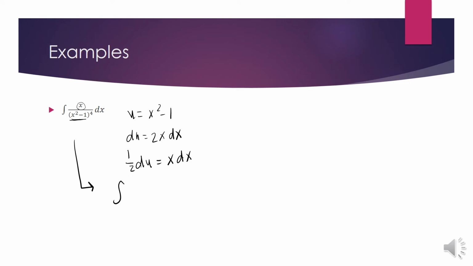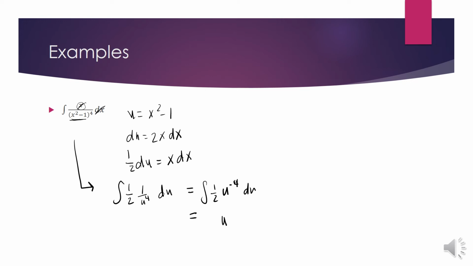Now we're going to rewrite this. So this x and this dx, that's going to become 1/2 du. So I'm still left with that (x squared minus 1) to the 4th that was in the bottom of a fraction, which is now going to be 1 over u to the 4th. And this is kind of hard to integrate as it's written. So what I can do is bring that u to the 4th to the top and make it u to the negative 4. So 1/2 u to the negative 4 du.